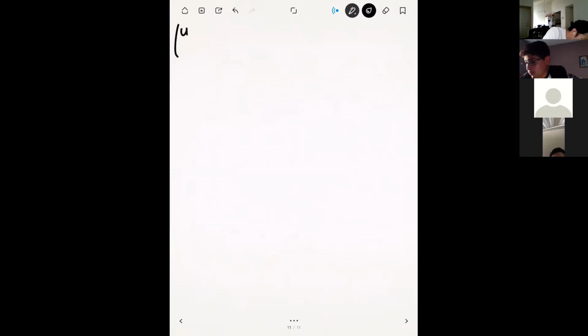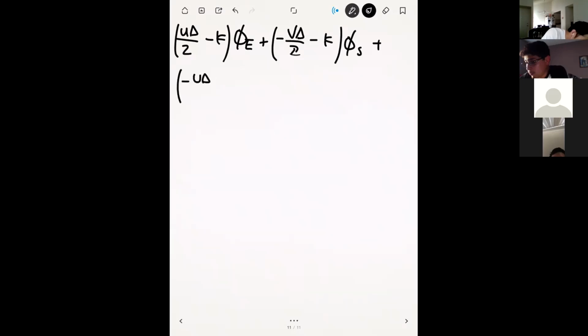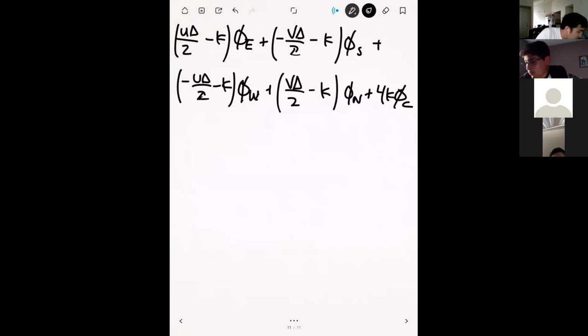So we have U delta divided by 2 minus K phi sub E, plus minus V delta divided by 2 minus K times phi sub S, plus minus U delta divided by 2 minus K phi sub W for the west, plus V delta divided by 2 minus K phi on the north, plus 4K phi sub C is equal to Q of XC comma YC delta squared.